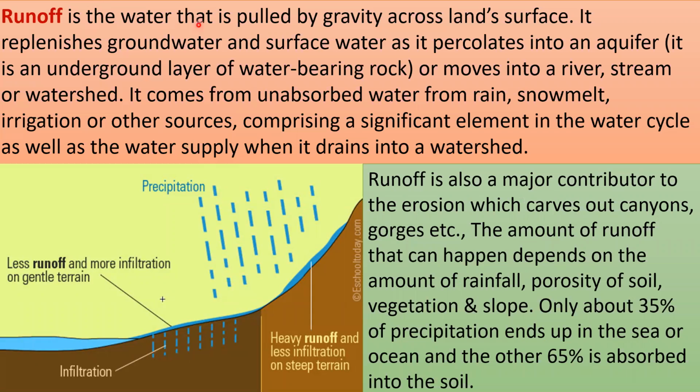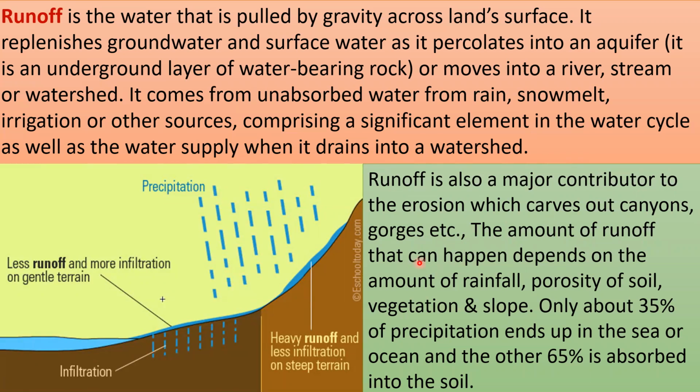Runoff. Runoff is the water that is pulled by gravity across the land's surface. It replenishes groundwater and surface water as it percolates into an aquifer, an underground layer of water-bearing rock, or moves into a river, stream, or watershed. It comes from unabsorbed water from rain, snowmelt, irrigation, or other sources, comprising a significant element in the water cycle as well as the water supply when it drains into a watershed. Runoff is also a major contributor to erosion, which carves out canyons, gorges, etc.